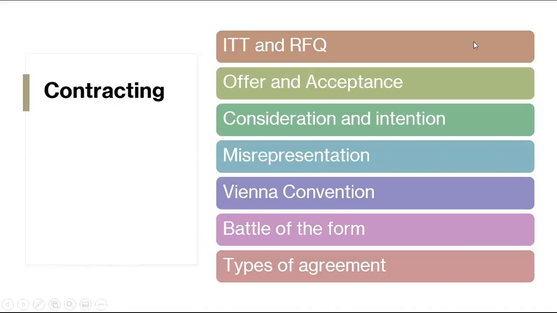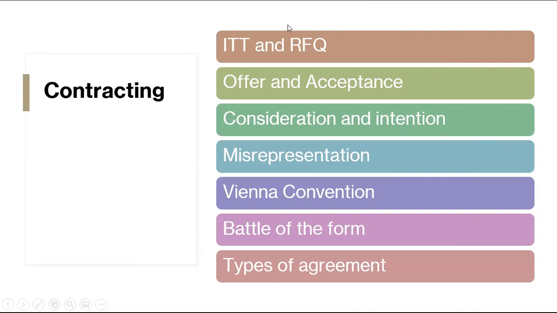Okay, let's come back to the opening of the chapter. In this chapter, we have many different topics, including offer and acceptance, the Vienna Convention, and there are topics that I don't make a slide for later because they have very few questions in the exam. For example, we have questions on ITT and RFQ, like when do you use ITT or RFQ, or whether using ITT or RFQ in this scenario will be appropriate.